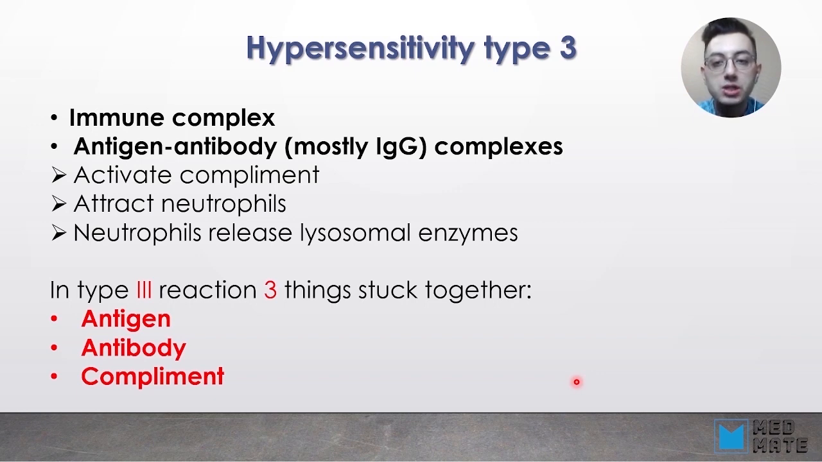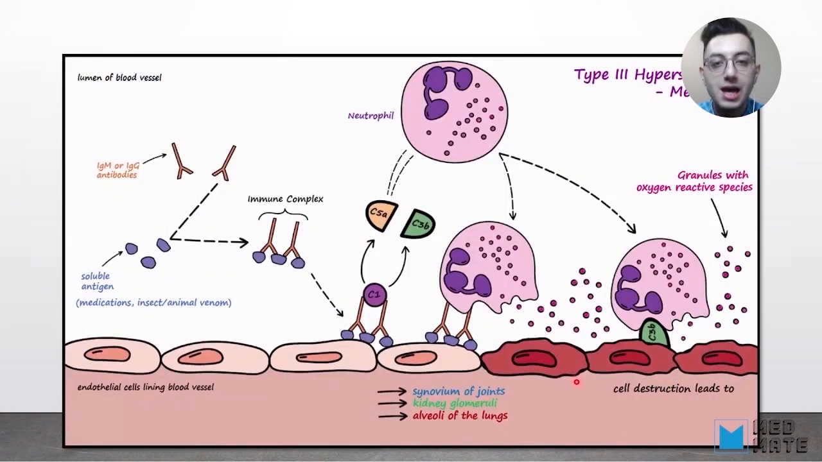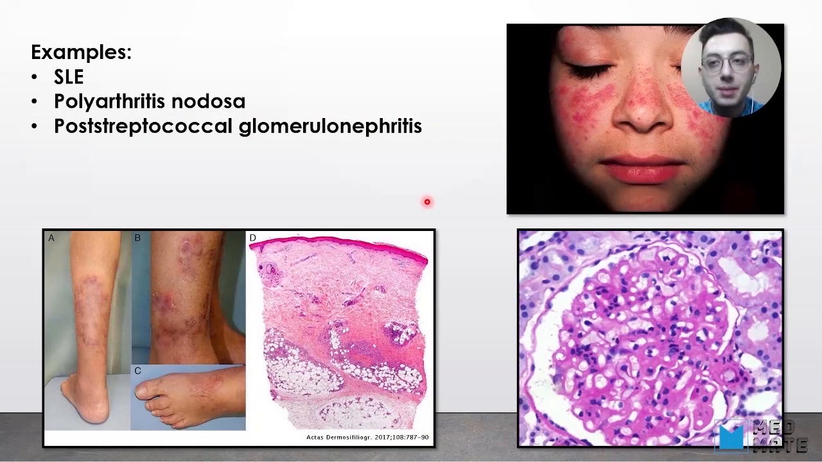In a type 3 reaction, three things are actually stuck together: the antigen, the antibody, and the complement. Here you can see how they are formed. Antigen, antibody, and the complement system together attract the neutrophils and lead to lysis of the cell. Examples of type 3 hypersensitivity are SLE, or systemic lupus erythematosus, polyarteritis nodosa, you can see the picture here, and post-streptococcal glomerulonephritis.